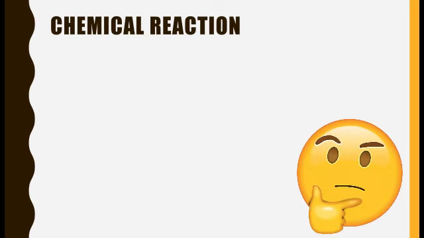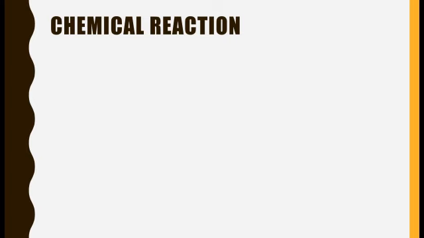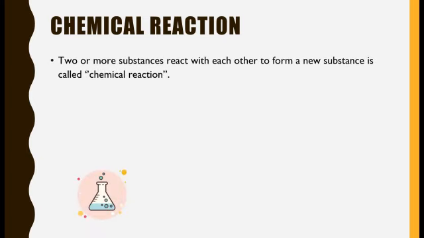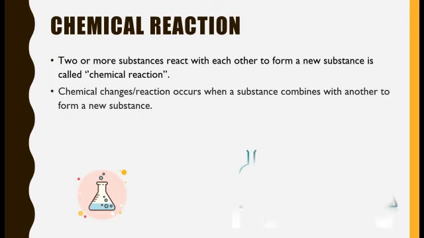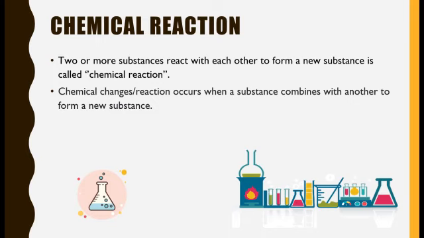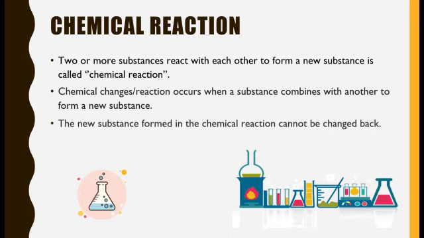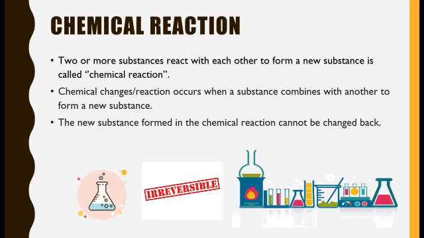Now let's see what is meant by chemical reactions. A chemical reaction is when two or more substances react to form a new substance. During a chemical reaction, a chemical change also occurs, and there are many chemical reactions taking place in our day-to-day life. Most of the chemical reactions are irreversible, that means the new product formed cannot be changed back.